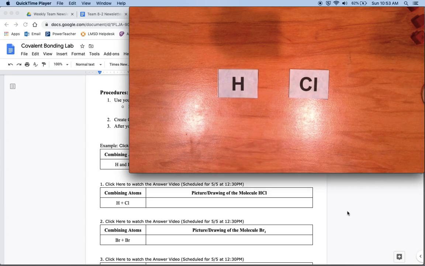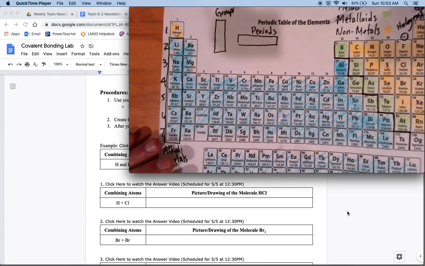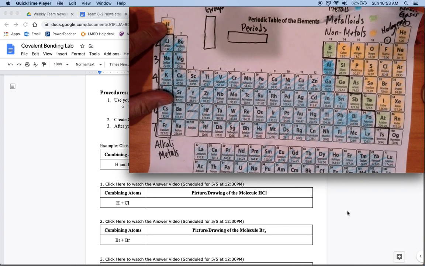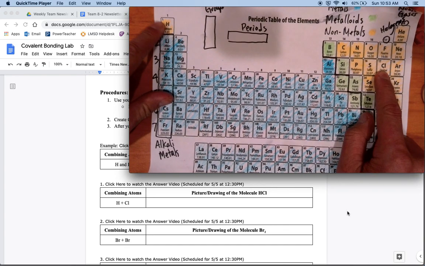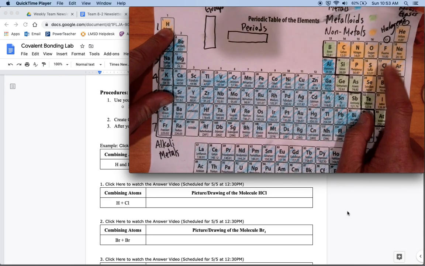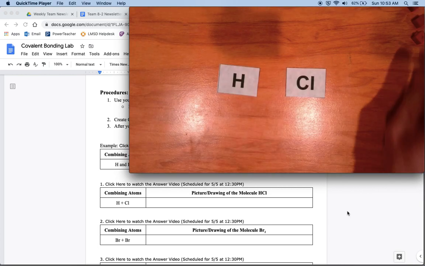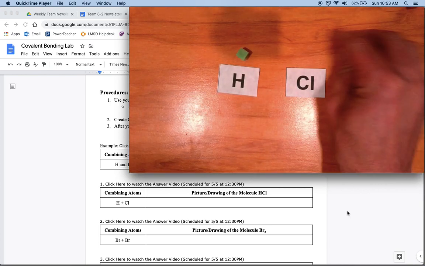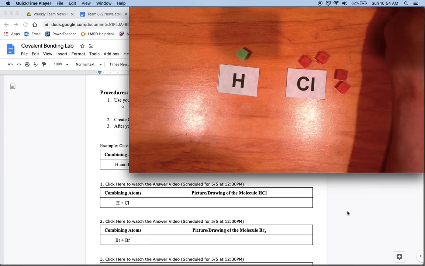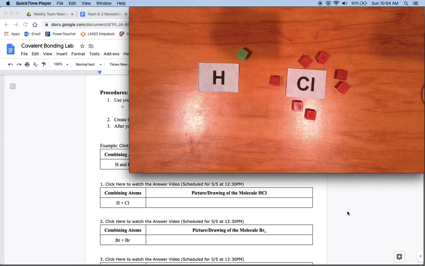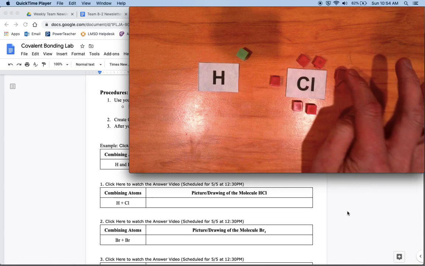All right, so just like last week, the first thing that we always do is go to our handy dandy periodic table. I see H is over here, chlorine is over here, so I know that hydrogen has one valence electron, chlorine has 7, right? So you go here, hydrogen has 1, and then chlorine has 7. And as a rule of thumb, remember, you always want the outer rings to be full, right?